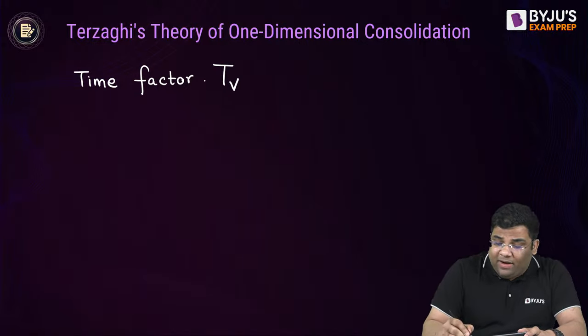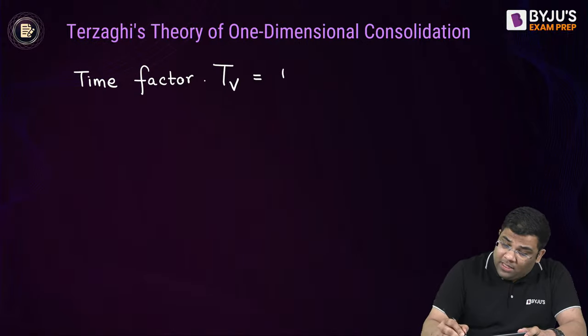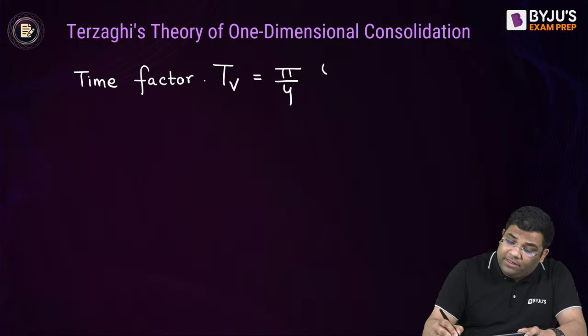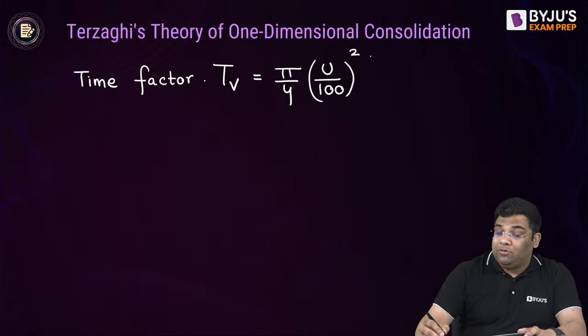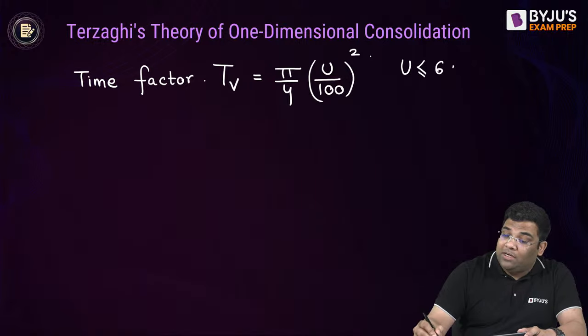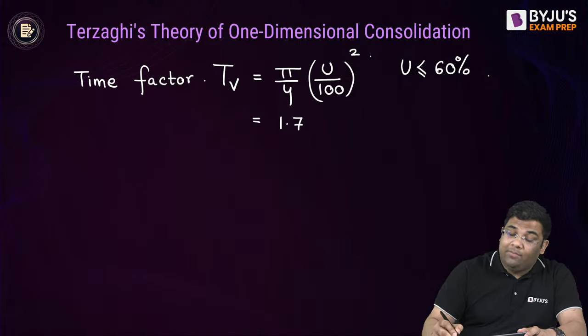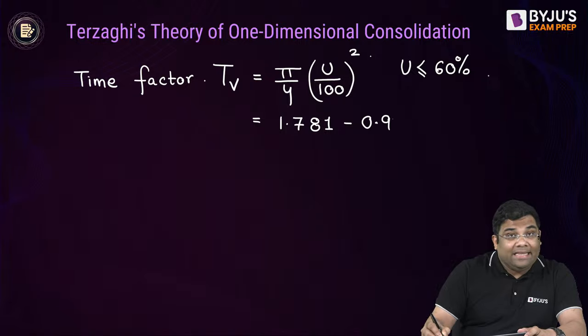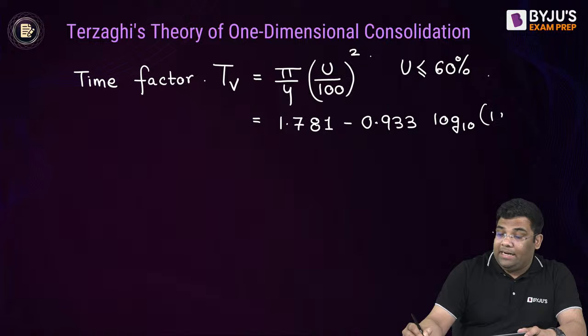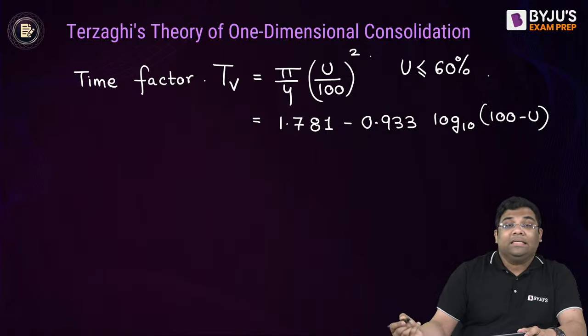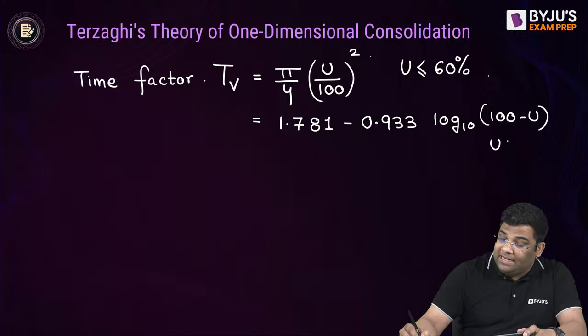This time factor is equal to pi by 4. We got the degree of consolidation in the previous slide. So degree of consolidation divided by 100 whole square. Now we use this formula when U is less than or equal to 60%, or else what we do? This is equal to 1.781 minus 0.933 log 10 (100 minus U). Yes, we use this formula when U is greater than 60.